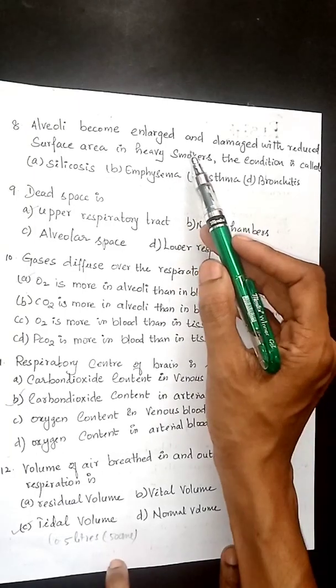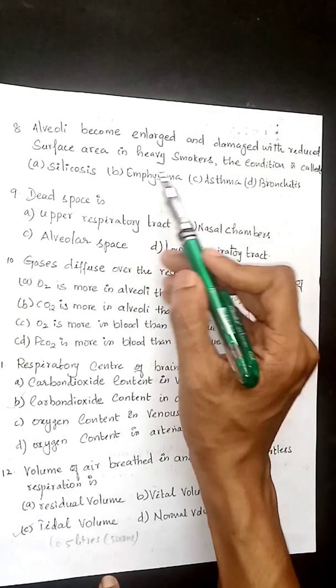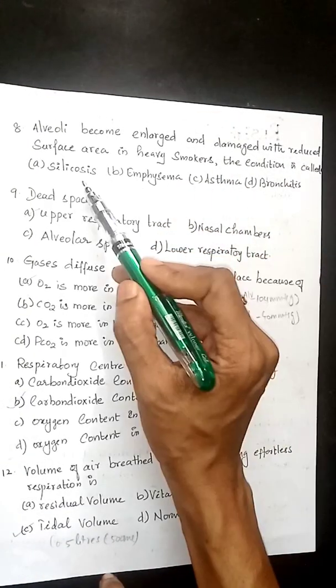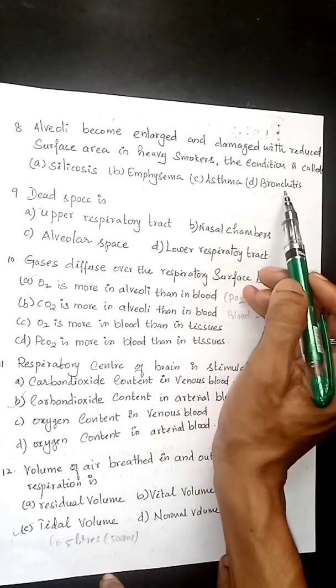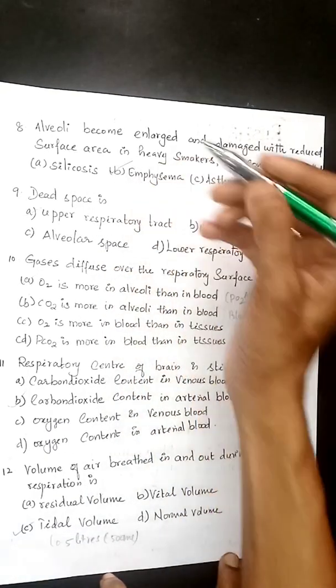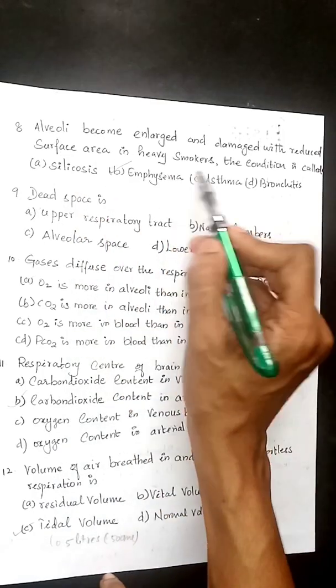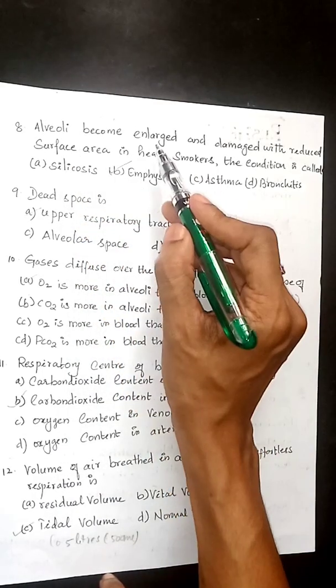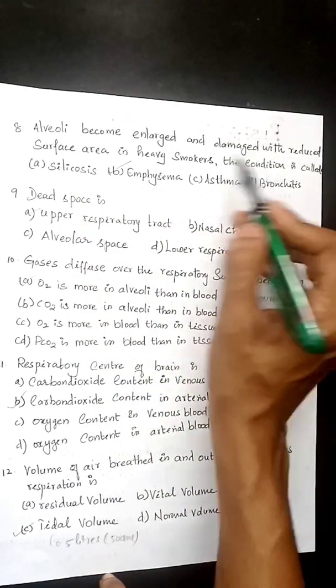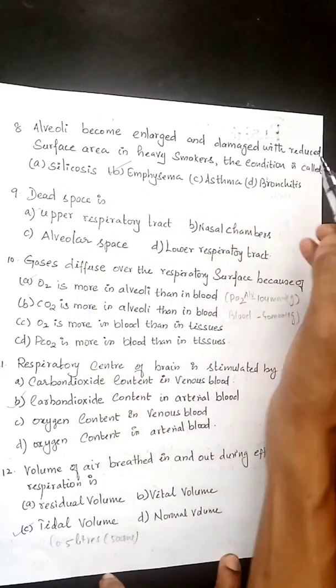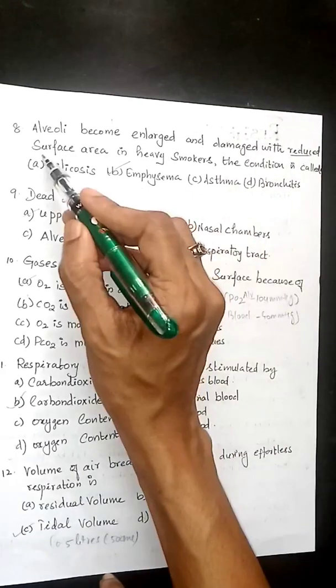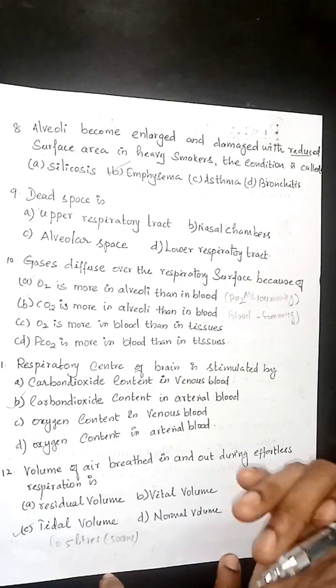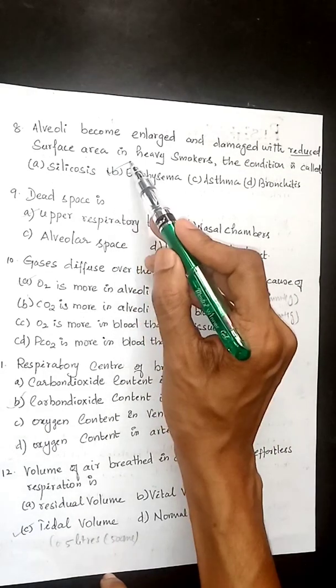Alveoli becomes enlarged and damaged with reduced surface area in heavy smokers. The condition is called as silicosis, emphysema, asthma, bronchitis. The correct choice is emphysema. So what happens due to chronic smoking, the alveoli becomes enlarged and they get damaged. So when the number of alveoli decreases, there will be reduction in the surface area, that is the breathing surface area will be reduced. This condition is called as emphysema.